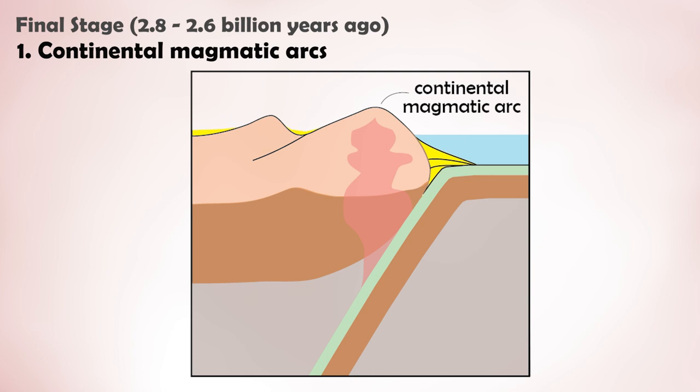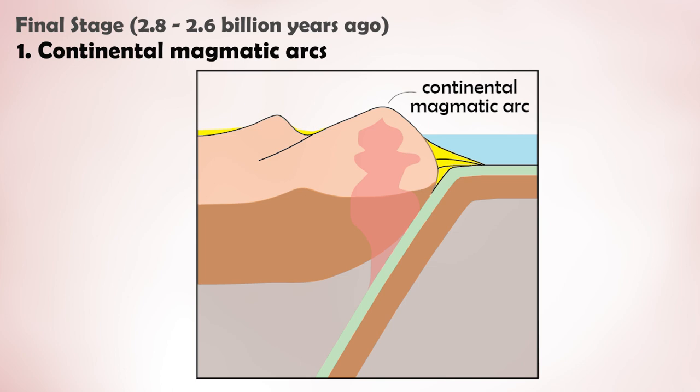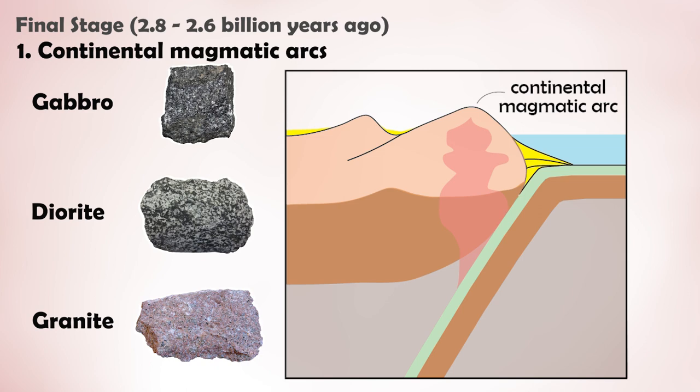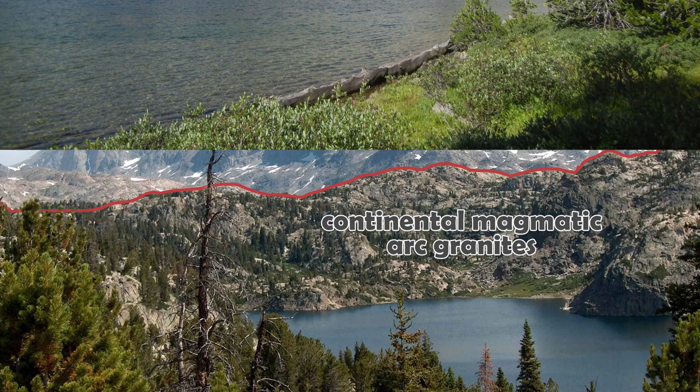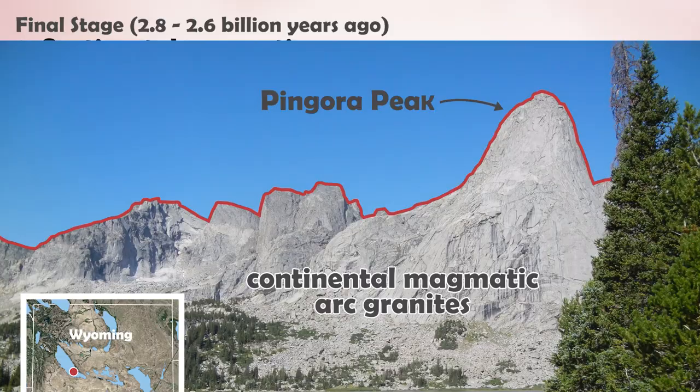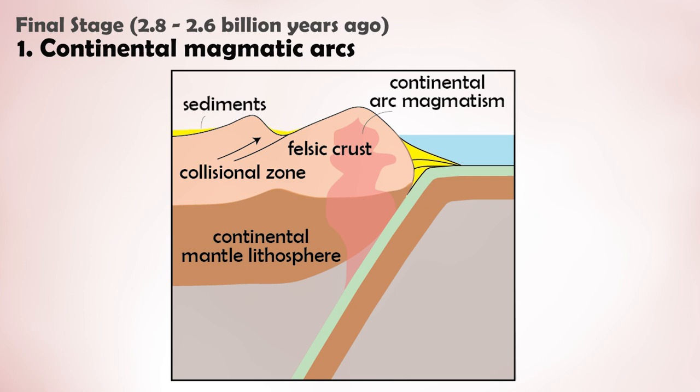Continental magmatic arcs form on continental crust above subduction zones. Voluminous continental arc batholiths, composed of gabbro to diorite to granite, first appear in the Wyoming craton in the Bighorn Mountains and the Beartooth Mountains, then in the Wind River Mountains, where granitic rocks form magnificent scenery. The compositions of these continental arc batholiths and their formation, from a combination of mantle and crustal magma sources, indicates that they are analogous to modern continental arcs like the Andes of South America.